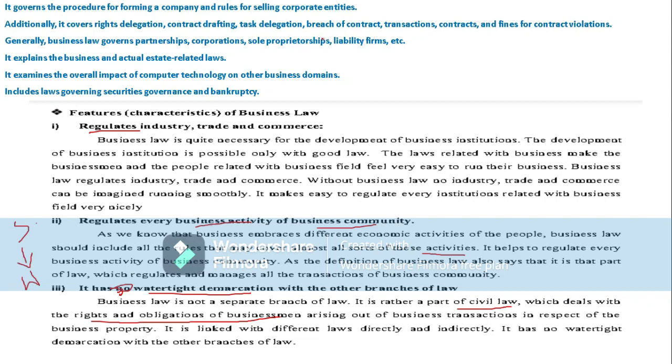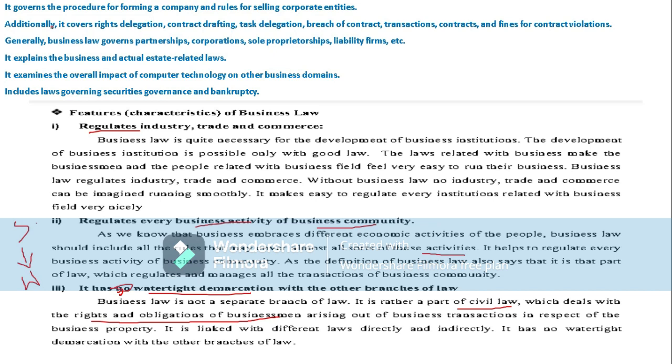And if we see another function, it governs the procedure for forming a company and rules for selling corporate entities, okay. So it governs the procedure. We all know about the incorporation of a company. So how to incorporate a company? There is a certain procedure according to the Companies Act. We have to incorporate, or else we have to form the company.